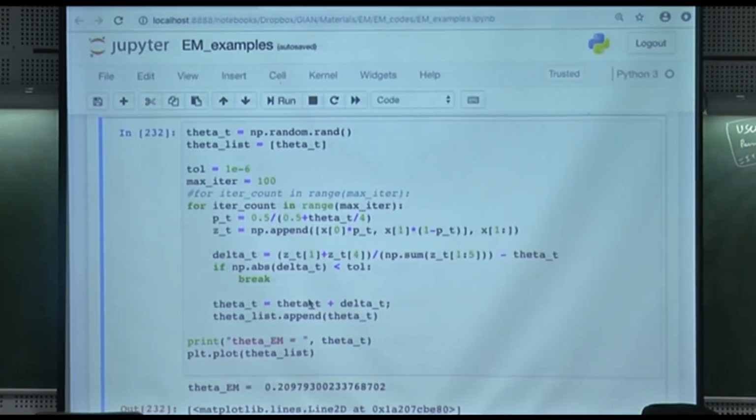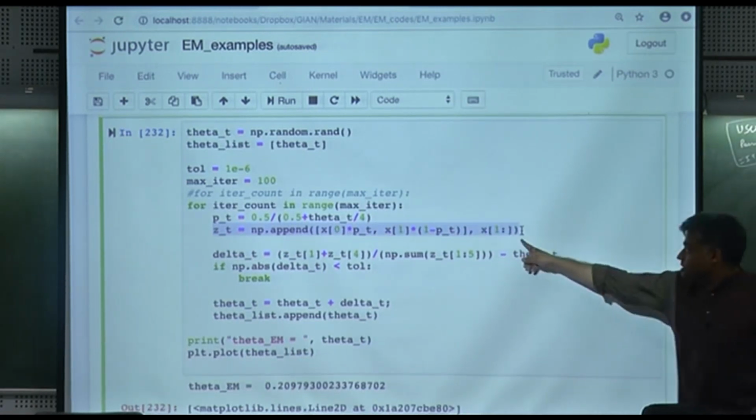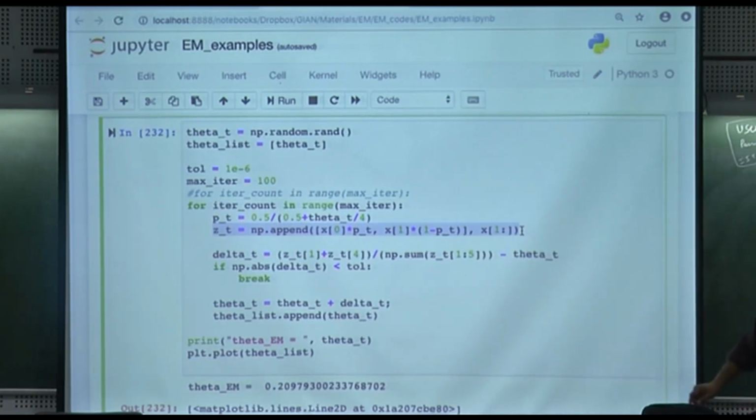So this is pt, which is 1/2 divided by 1/2 plus theta t over 4. Theta t is the current estimate for theta. I create z, the current value of z. How do I create the current value of z? I take all the leftover components. Actually, that's an error, so let me fix that. This should not have been x0, but x1, but x0.